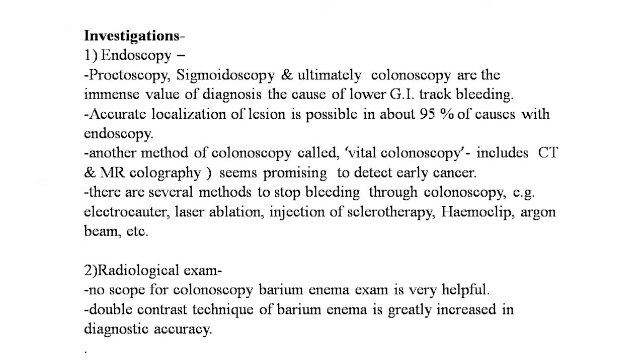Now the investigations. Which investigation is to be done in lower GI bleeding? First is endoscopy: proctoscopy, sigmoidoscopy and ultimately colonoscopy are of immense value to diagnose the cause of lower GI tract bleeding. Accurate localization of the lesion is possible in about 95% of cases with endoscopy. Another method, virtual colonoscopy, including CT and MR colonography, seems promising to detect earlier cancer. There are several methods to stop bleeding through colonoscopy: electrocautery, laser ablation, injection therapy, hemoclip, argon beam, etc.